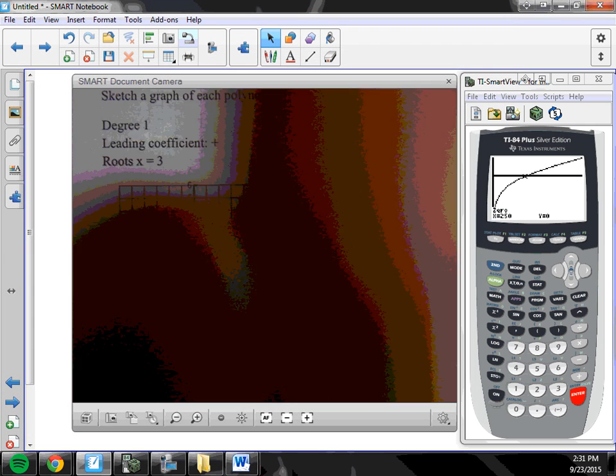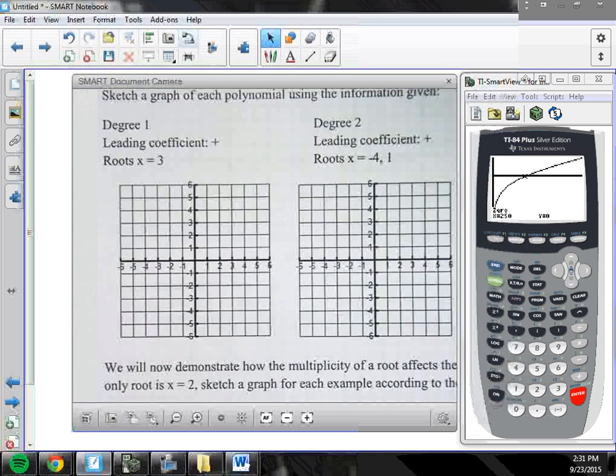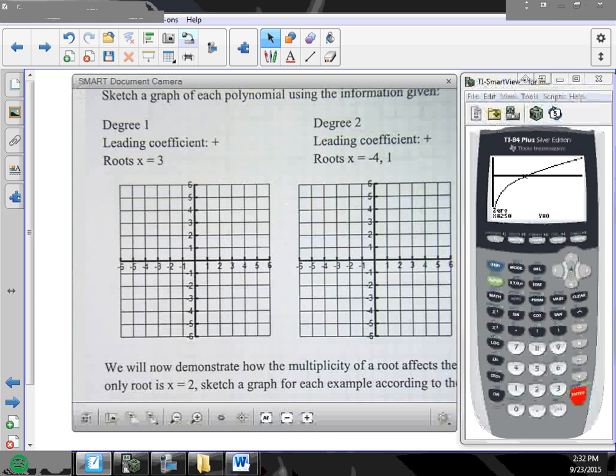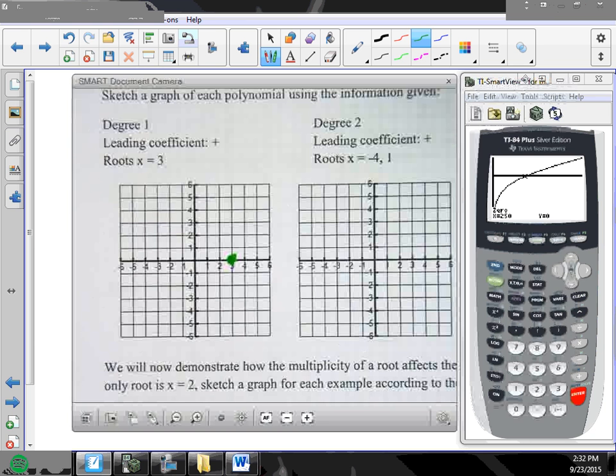So the first one says, draw an example of a degree 1 polynomial with a positive leading coefficient where the root is x equals 3. So I know it hits here. Degree 1 polynomial looks like what? Straight line. Leading coefficient is positive, which means it's slanted up.